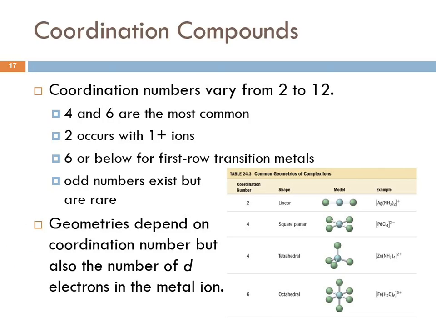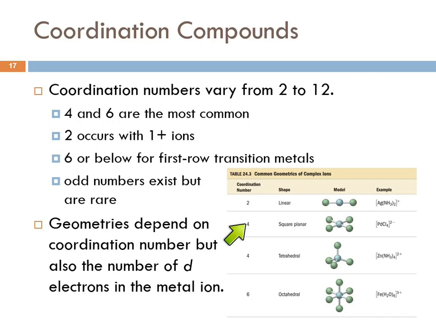The geometry of the complex ions is going to depend on the coordination number, but it can also depend on the number of d electrons in the metal ion. And so these are the 4 most common situations. If you have a coordination number of 2, you're going to get a linear shape, where you have the metal ion in the middle and 1 ligand on each side.